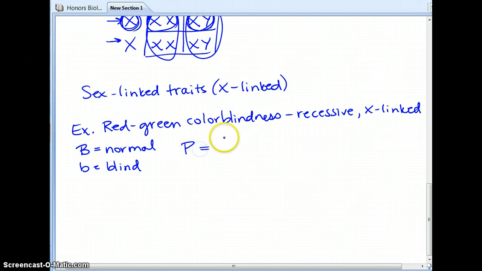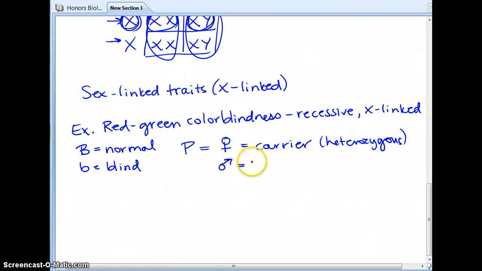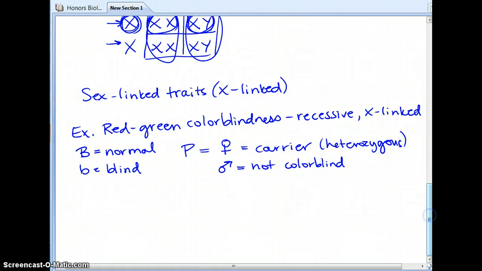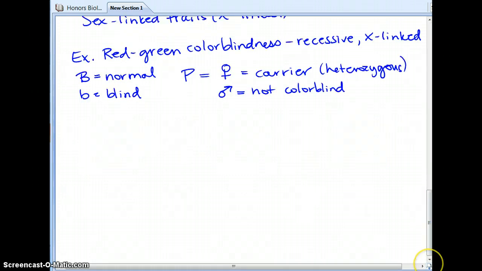And the mother, okay, she is a carrier. And what does a carrier mean? It means she is heterozygous. Okay? Alright, now the dad, he is not colorblind. Okay. So let's look at what their genotypes are going to be then.